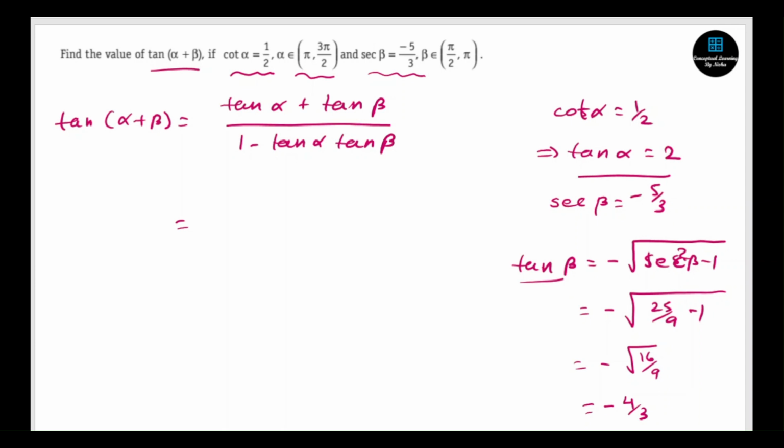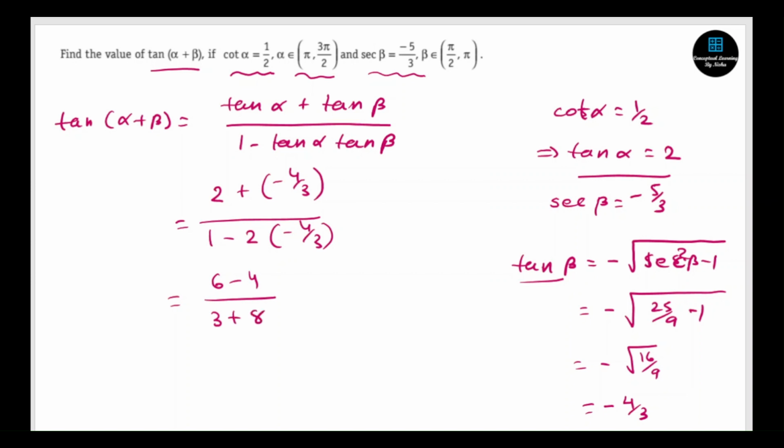So here 2 plus minus 4 over 3 upon 1 minus 2 times minus 4 over 3. And when I take this LCM and simplify this, what do we get? 6 minus 4 over 3 plus 8. So we'll get 2 upon 11, correct? Which is going to be my final answer, the value of tan alpha plus beta.